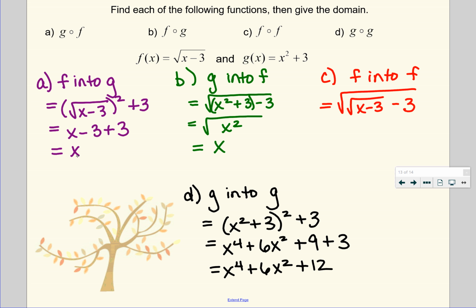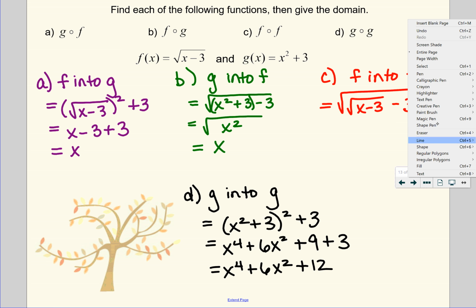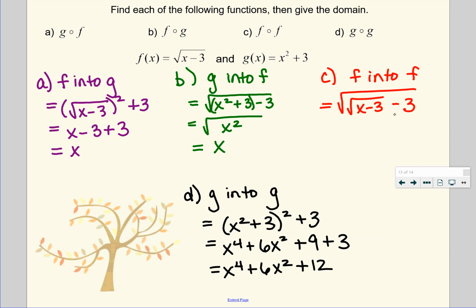Okay, let's go back and put up the domains. Go ahead, yeah. I was just gonna ask about the domain. We're gonna do that right now. Perfect timing. Okay, so to talk about domain, we need to first look at the domains of the original functions.